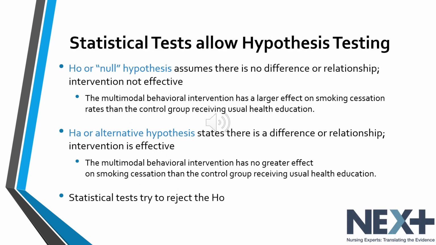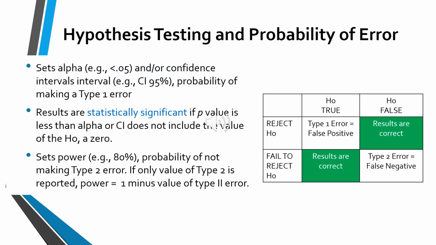In statistical testing, there's a null hypothesis and an alternative hypothesis. The null assumes there is no relationship, that the intervention is not effective. We assume the null is true, and the statistical tests are conducted to determine if we can reject the null hypothesis. We can never know with absolute certainty whether results are accurate. There's always a possibility of making an error.